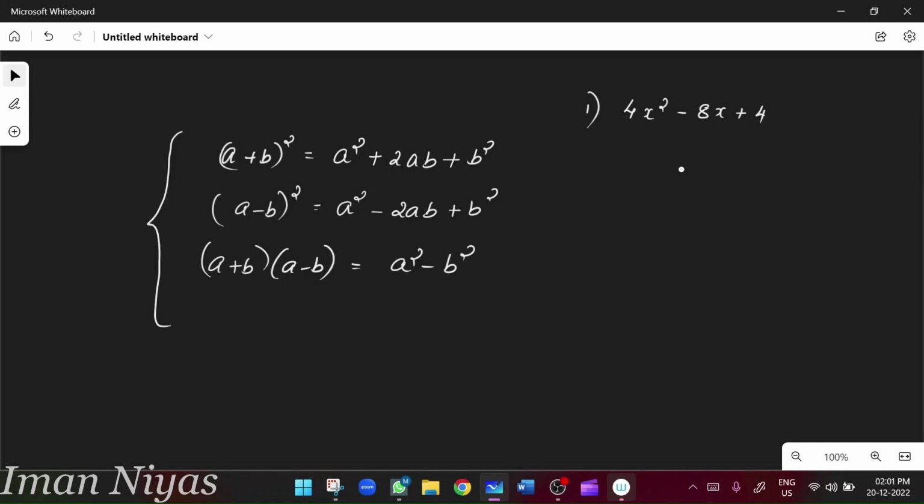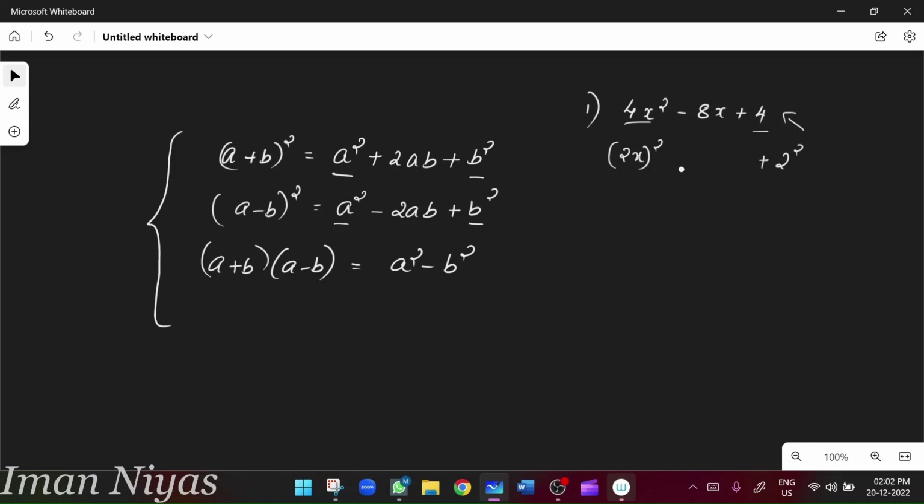When you look at this expression, you can understand that the first and the last terms are perfect squares. Can we write 4x square in the form of 2x the whole square and this 4 as 2 square? Because 2x the whole square means 4x square, and 2 square means 4, right? So the first and the last terms are both in the form of a square.